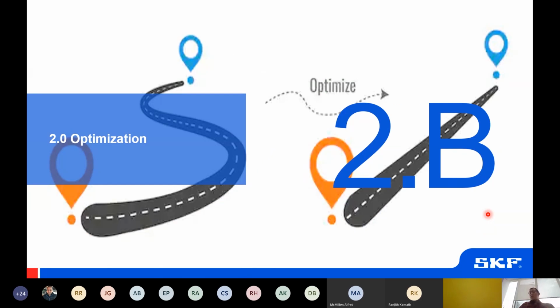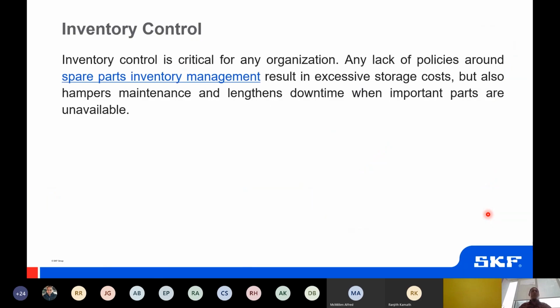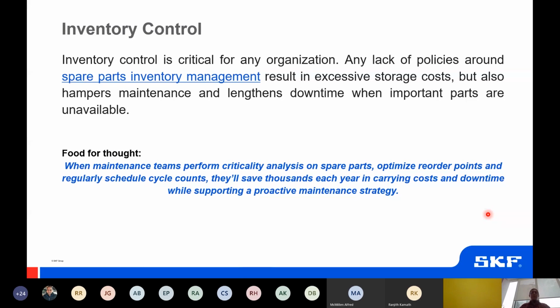So we move to the second part, the second important area that you might think about doing yourself. We go for inventory control. Any lack of policy around spare part inventory management will result in excessive storage costs. But also, because maintenance and engineering is a custodian of the logistics, whatever happens in the storage also hampers the maintenance organization, especially when important parts are unavailable. This can create a long downtime.